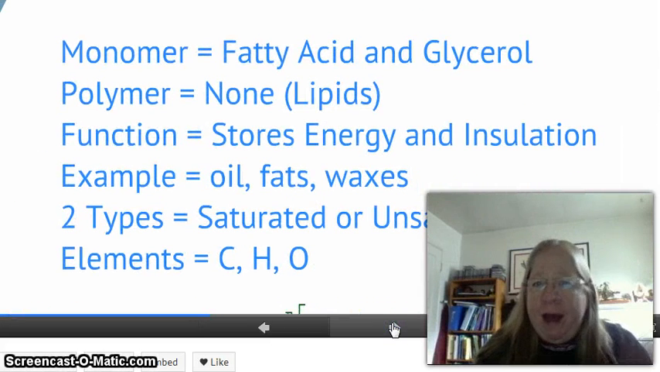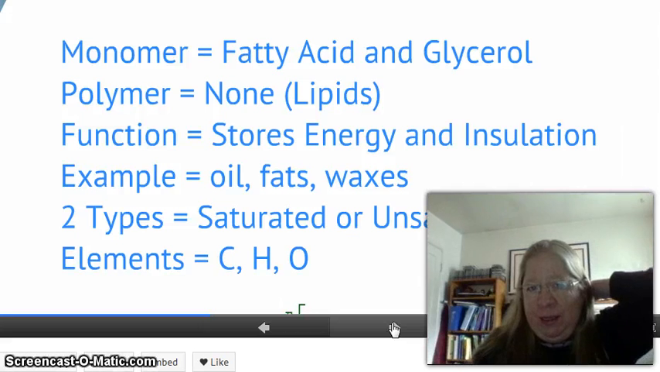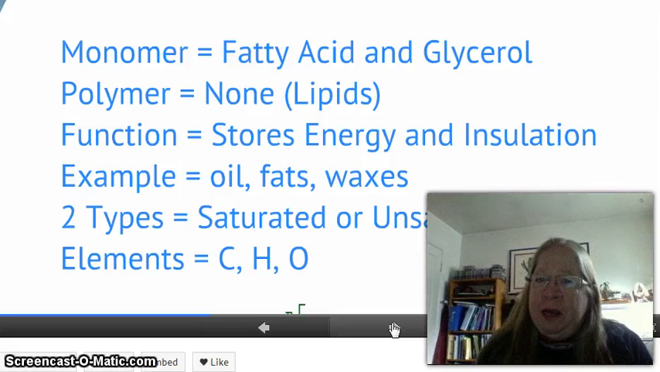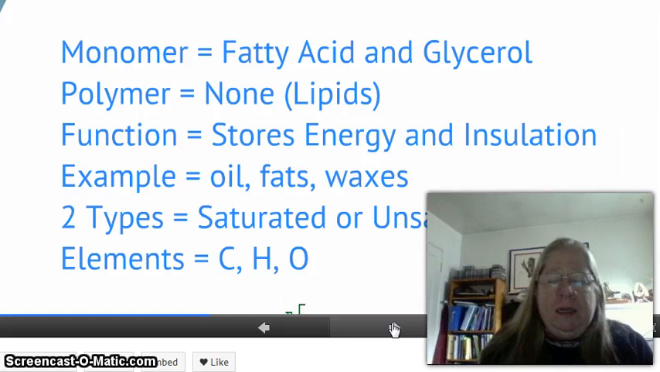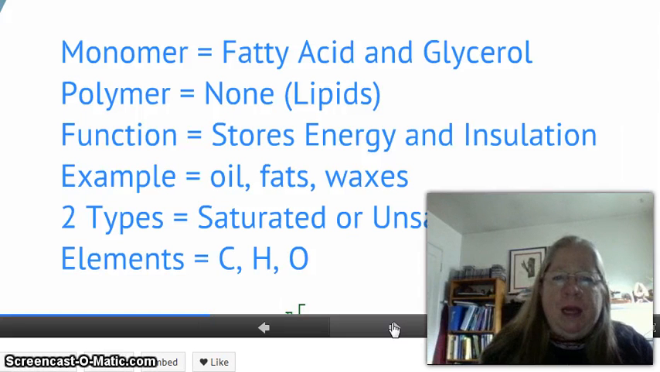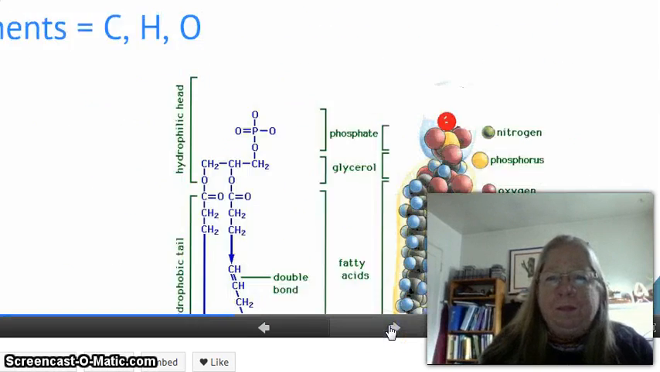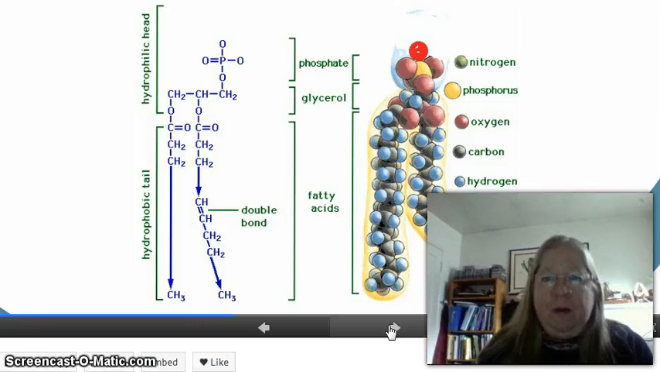So if you do not have these in your notes, please fill it in. One major function of lipids is that it stores energy and it's used as insulation. What's another important function of lipids? Has to do with the cell membrane. Elements that make lipids up are carbon, hydrogen, and oxygen. This is what a lipid or fat looks like.